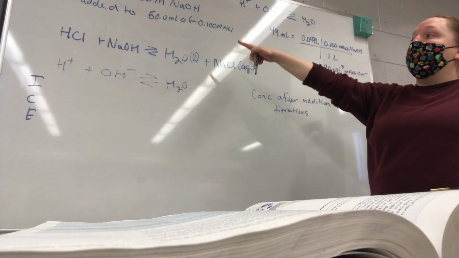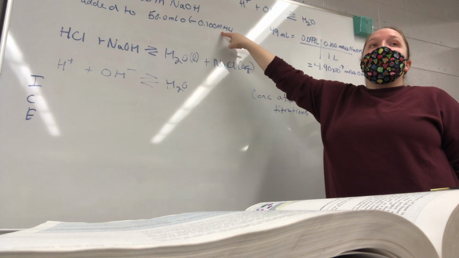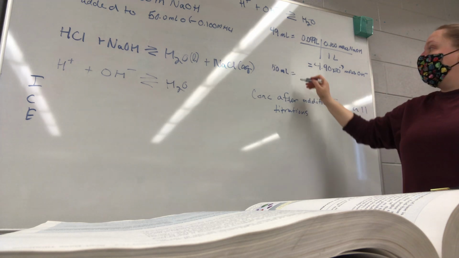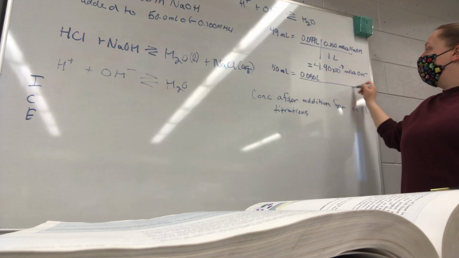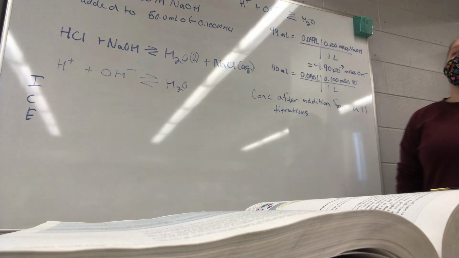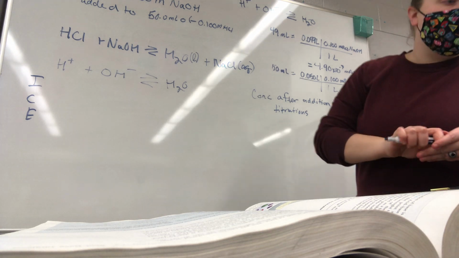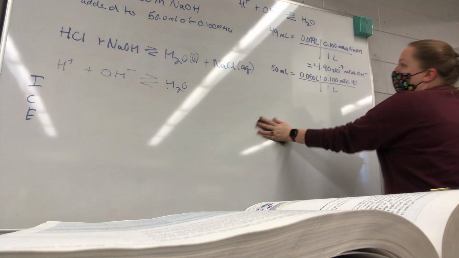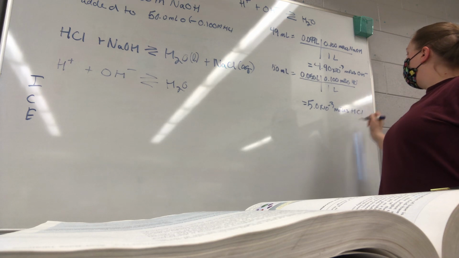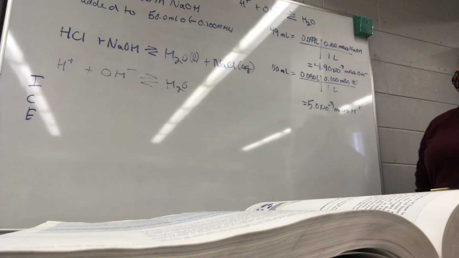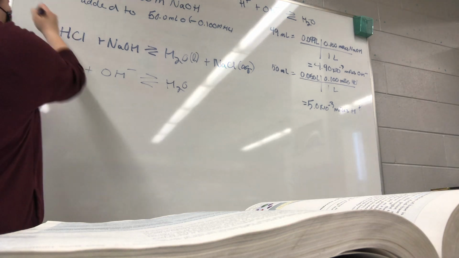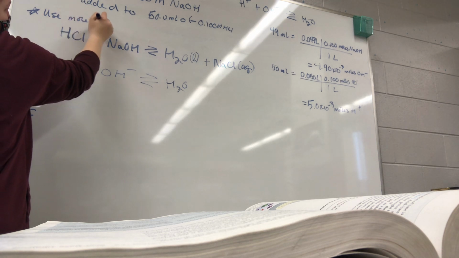We got to do the same thing for HCl. We've got 50 milliliters of 0.1 molar HCl. How many liters is 50 milliliters? 0.050 liters times 0.100 moles of HCl over 1 liter. That's going to get us moles of HCl. In other words, moles of H plus, remember. Because we're assuming that HCl is H plus, and we're assuming NaOH is OH minus. All right, and like I said, for these types of problems, we can use moles in the ICE table.